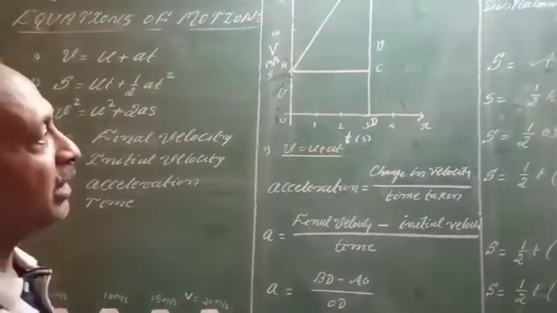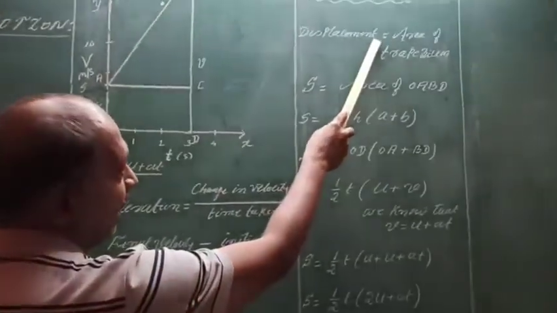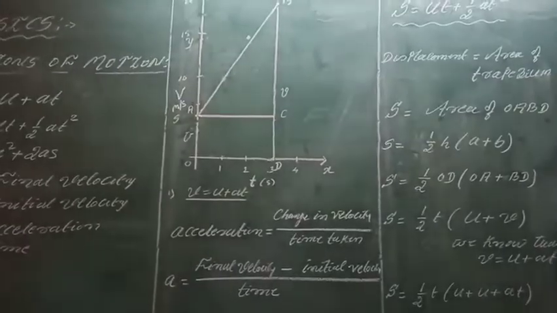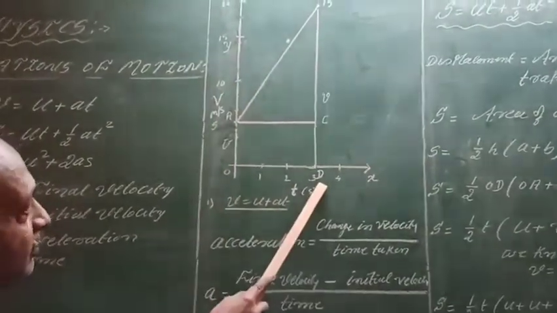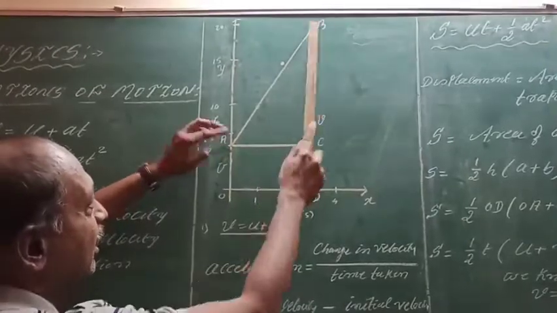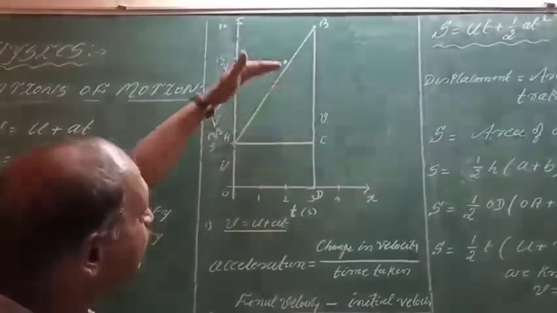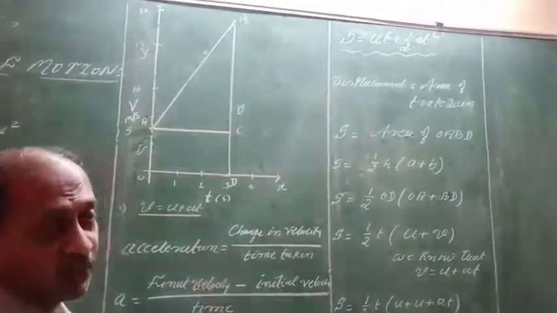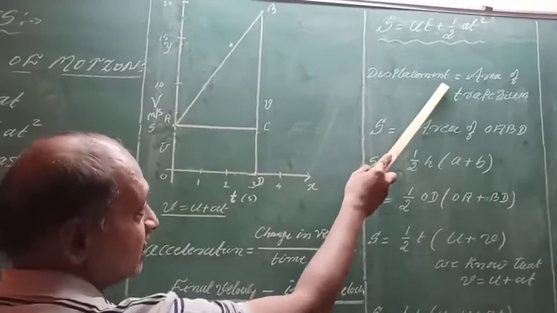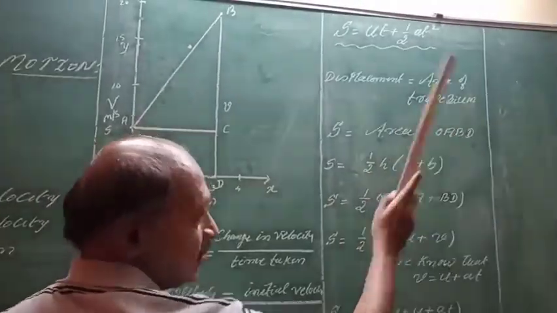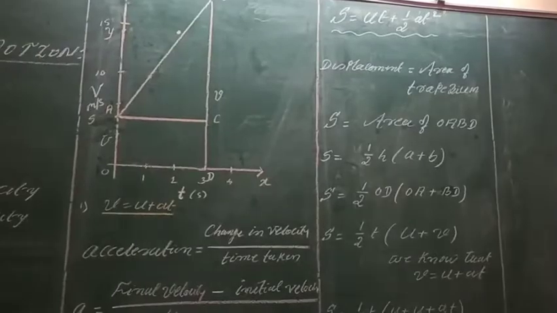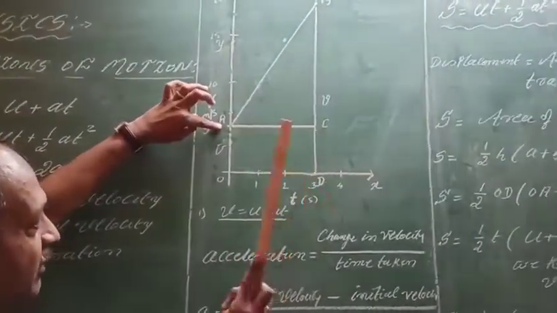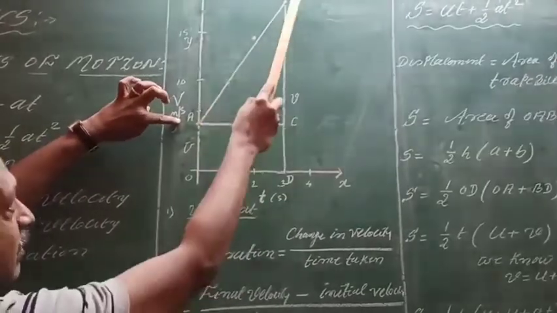Now what is the meaning of displacement? We can find displacement with the help of the VT graph. Here is the graph AB. The area below this graph always gives the displacement. Therefore, displacement is the area of the trapezium. Please see where the trapezium is. You see this one, OABD. Please see once again, OABD.